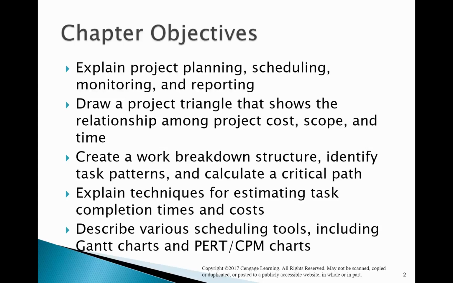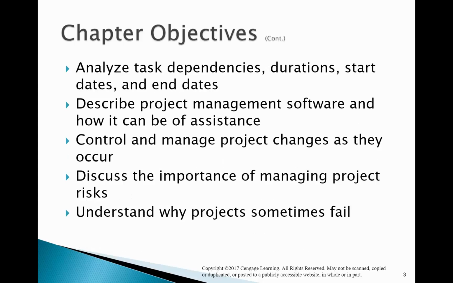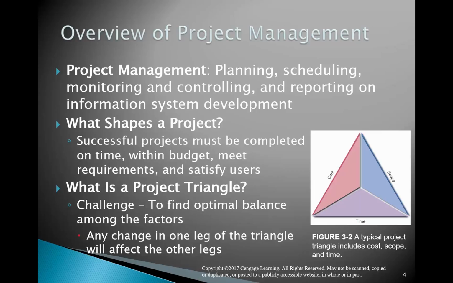I want to show you a project triangle so you can look, and that may help you a little bit. We'll do a project breakdown and then talk about a Gantt chart and a PERT chart, along with CPM. You'll be able to do one of those, then you can see the other, understanding why projects sometimes fail.